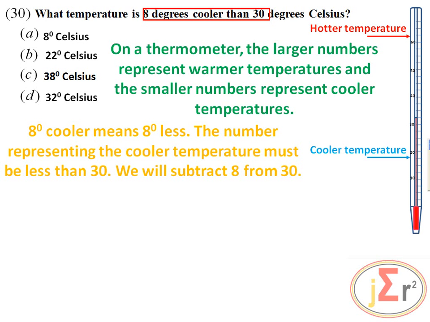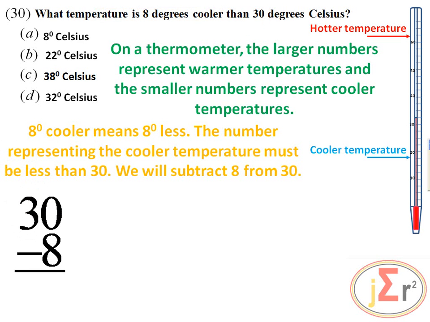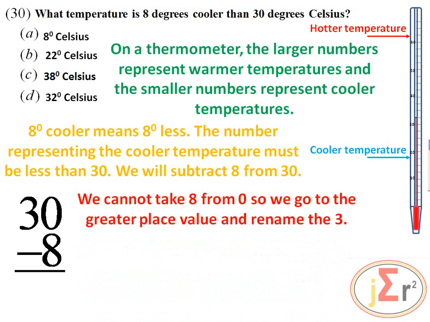So to get a smaller temperature, what will we do? Subtract. We will subtract because cooler means smaller in the value representing the temperature. 30 minus 8. We cannot take 8 from 0, so we go to the greater place value and rename 3.